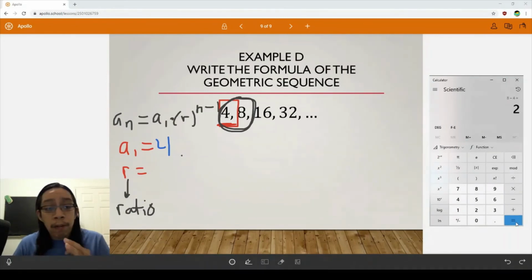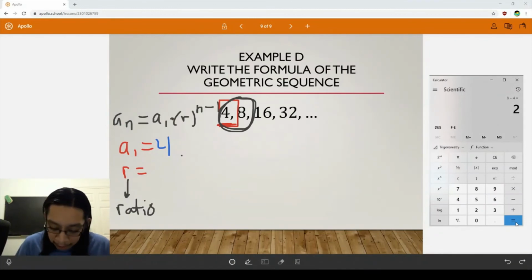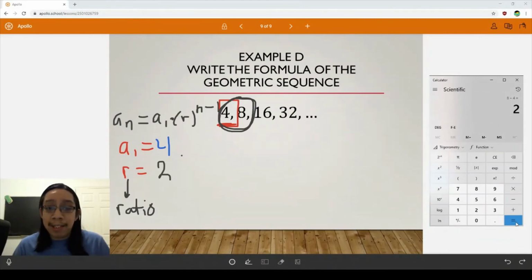Now again, why are we doing 8 divided by 4? We are doing 8 divided by 4 because we want to look for the common ratio. Now, according to the calculator, the common ratio is 2. So that's saying that I am always multiplying by 2 to continue my list. Now, does that make sense? Well, 4 times 2 is 8, so that makes sense. 8 times 2 is 16. That definitely makes sense. So the ratio makes sense.